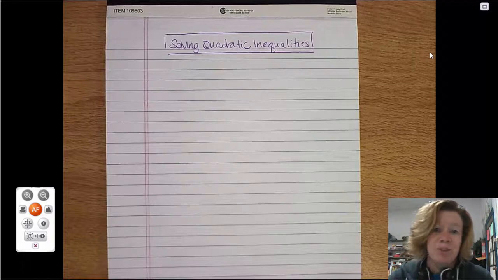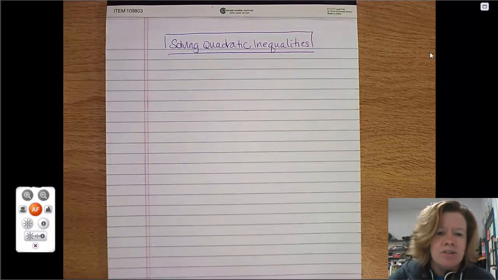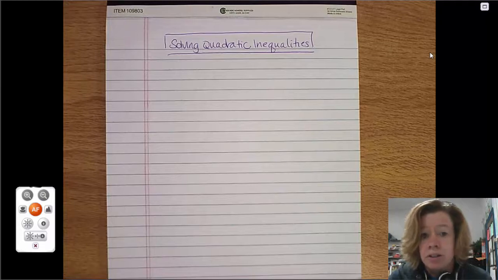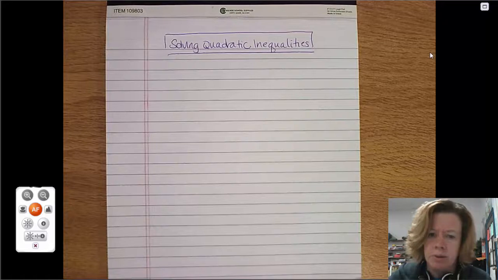Good morning. Our last lesson of the quadratics unit is solving quadratic inequalities. Before we can start quadratic inequalities, though, we should quickly review linear inequalities.